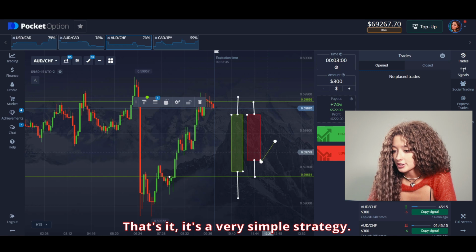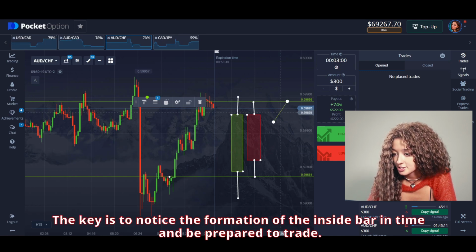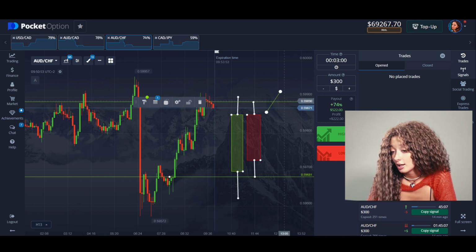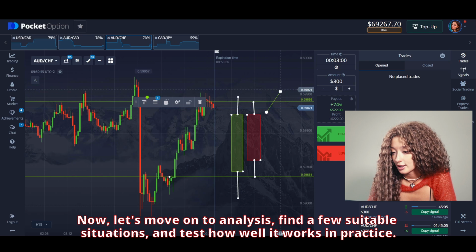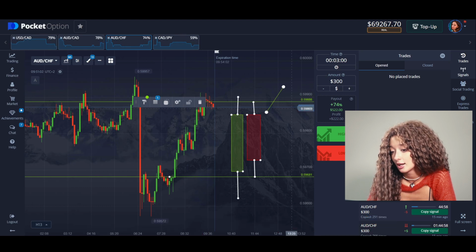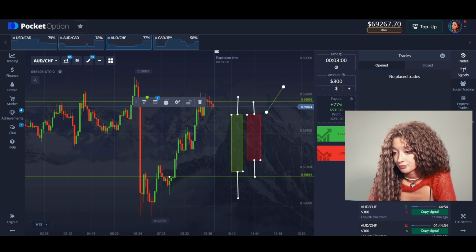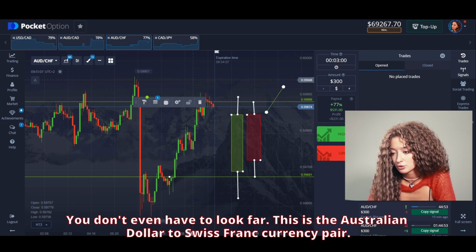It's a very simple strategy. The key is to notice the formation of the inside bar in time and be prepared to trade. Now let's move to analysis. Find a few suitable situations and test how well it works in practice. By the way, even here on the chart there are a few examples. You don't even have to look far.